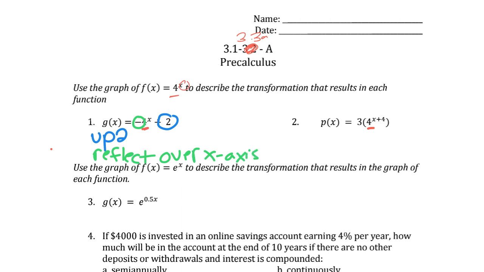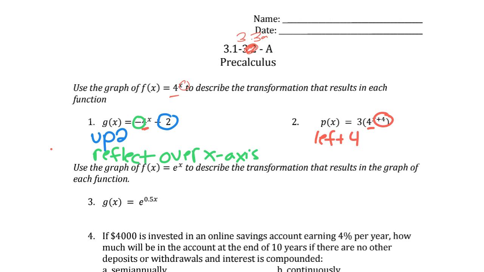The next one, I always like addition and subtraction first. That's just me personally. This is inside, up in the exponent. So anything that's inside, consider it inside if it's in the exponent. So this is a plus 4 in the exponent, so this means it's going to go left 4, because anything inside is opposite of what you think it would be.